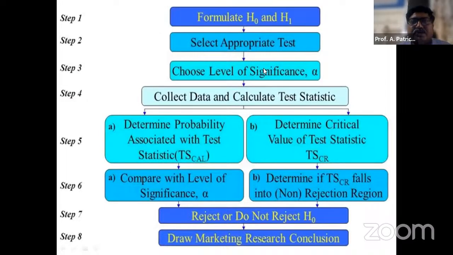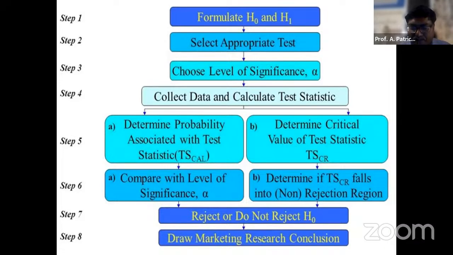Step one is formulating or defining the problem. Then you select a test and state the level of significance. The level of significance is nothing but the type 1 error. I've already told you what it is, and we will look at it in the later stages also. You collect the data, and then decide which statistical test, based on whether it is parametric or non-parametric.